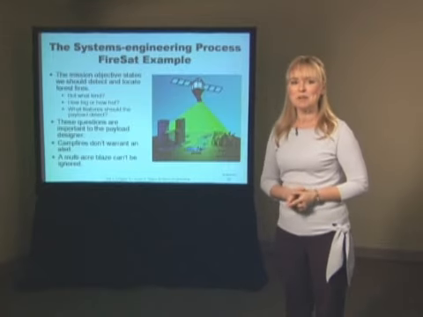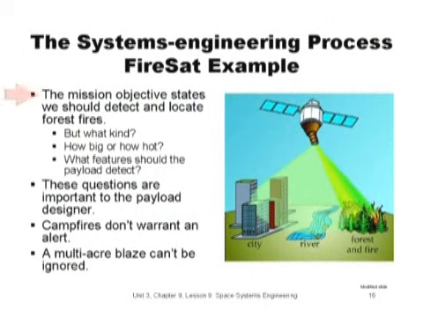Okay, let's go back to our FireSat example. The obvious subject for this mission is forest fires, and the mission objective states we should detect and locate forest fires. That sounds good, but there are other questions we should be asking ourselves in order to help the designers focus on the payload. Can you think of some questions we need to ask and answer? How about what kind of forest fires there are and how big or hot do they get? And what characteristics of forest fires, such as light or smoke, should the payload detect?